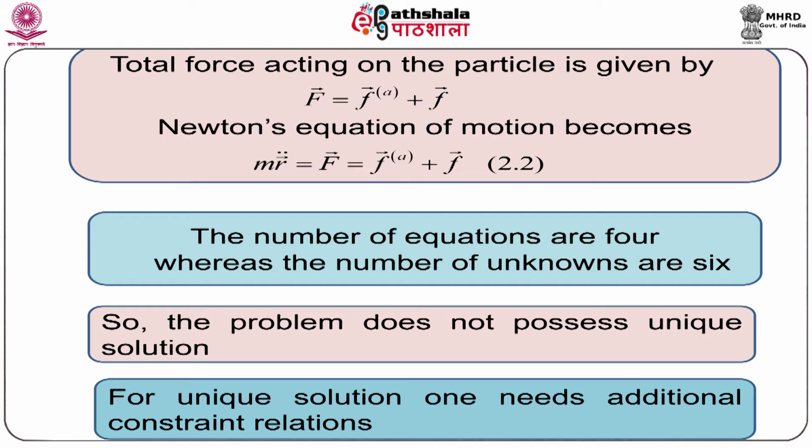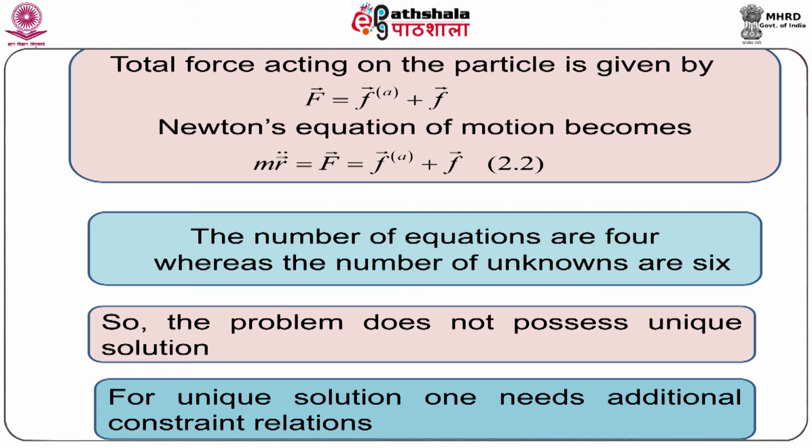The number of equations is 4. Equation 2.2 gives one equation, whereas 2.1 gives 3. Here r has 3 components, so we get 3 equations from 2.1. So we have a total of 4 equations in this case. Whereas the number of unknowns is 6: 3 components for the unknown constraint forces and 3 components of r vector. So the number of unknowns is 6, whereas the number of equations is 4. Therefore, one cannot get a unique solution. As a result, the problem does not possess a unique solution.